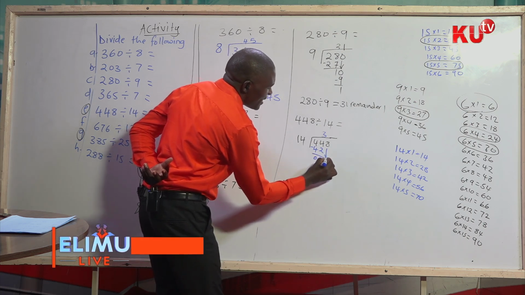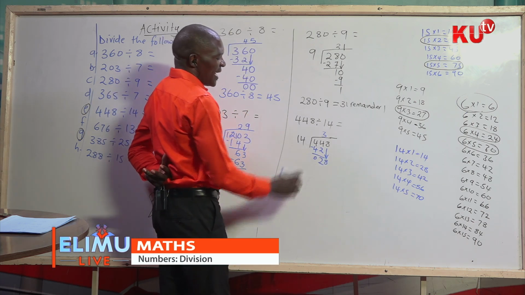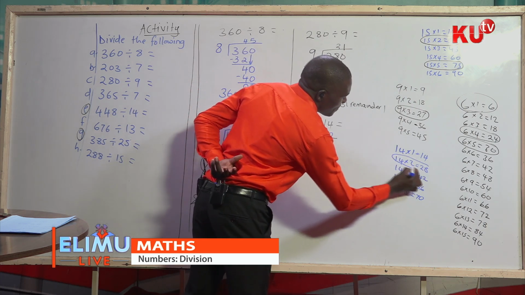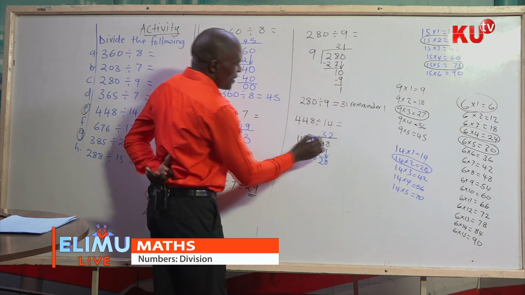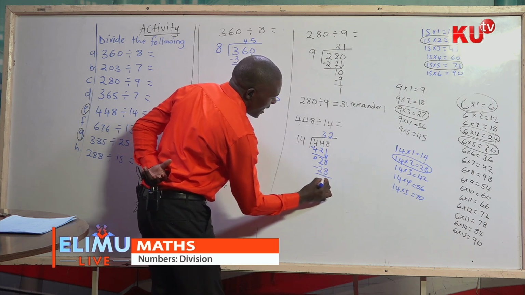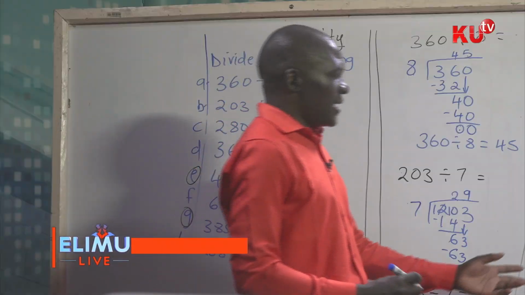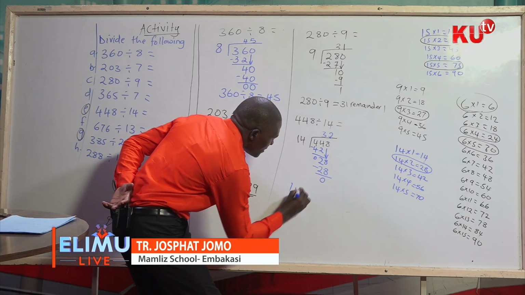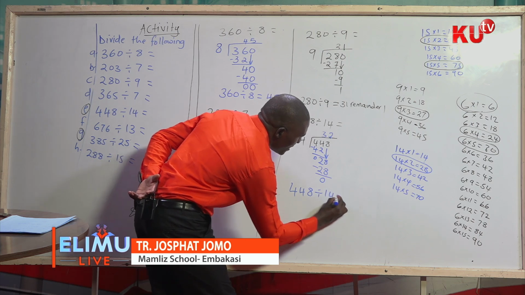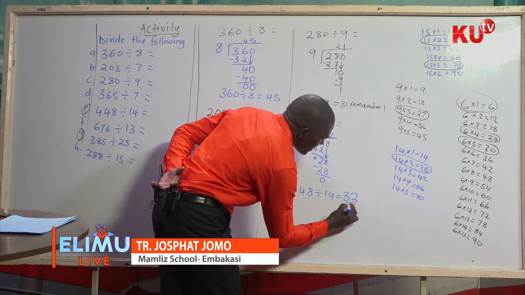Then you drop this 8 to be now 28. 14 into 28, that is 2 according to our multiplication table. 2 times 14, that is 28. Then you subtract so that you can get 0. So our final answer becomes that when you divide 448 by 14, you will get 32. 32 as our answer.